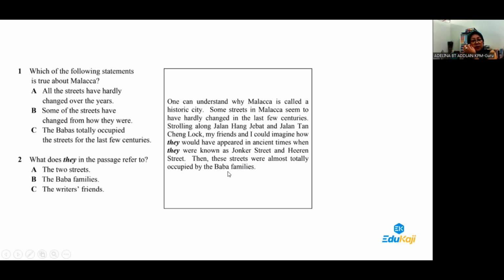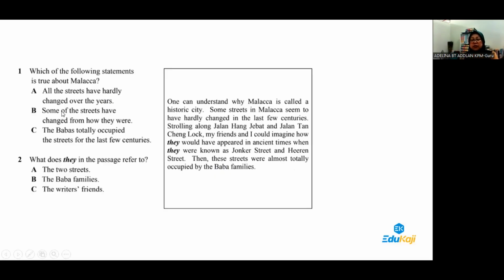And then these streets were almost totally occupied by Baba families. Meaning in the past, you're talking that this place is actually filled with the Baba families, the ethnic. Right. Now, what do you think would be the answer? You're talking about the true statement.